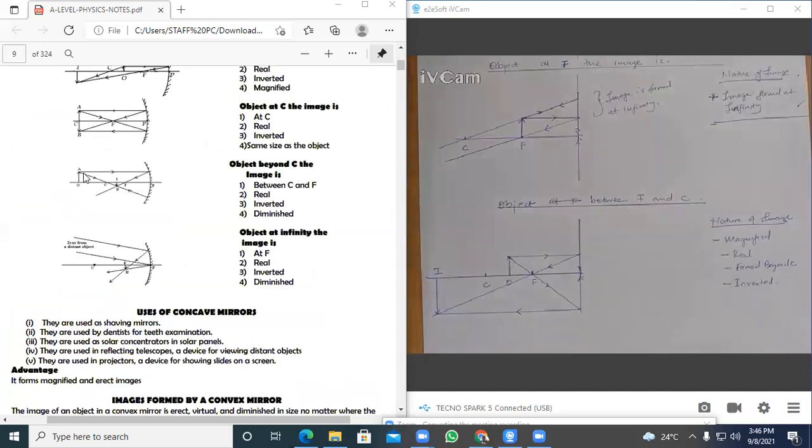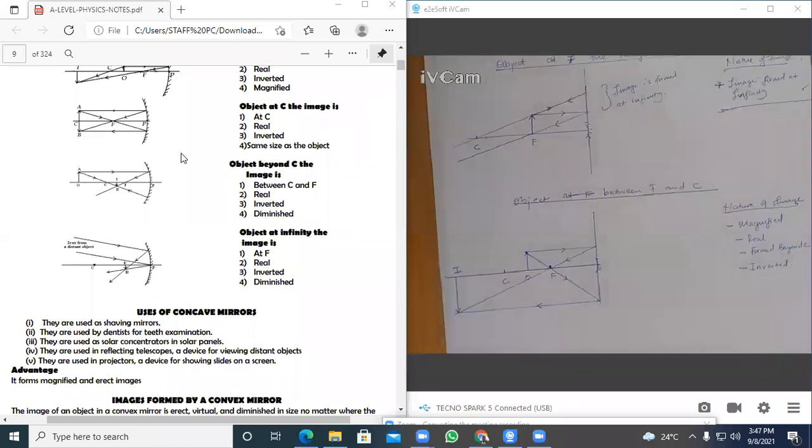Teacher, what is the difference between laterally inverted and inverted? Laterally inverted is in plane mirrors. It is the horizontal inversion of an object, so the left appears on the right and the right appears on the left. So it is a horizontal inversion. Horizontally inverted. Now, let us finish this.